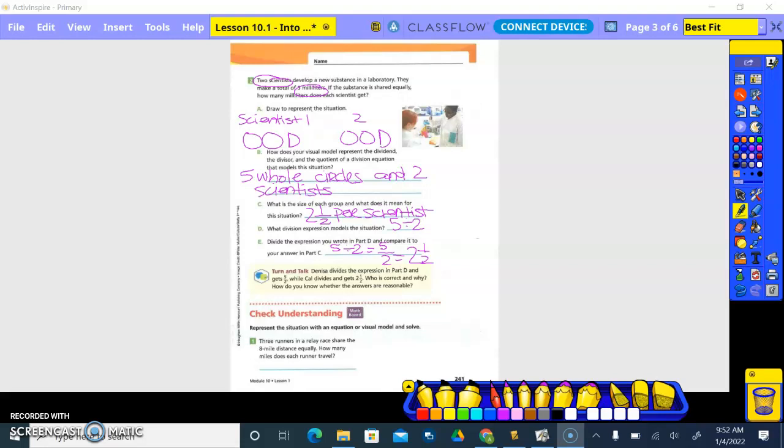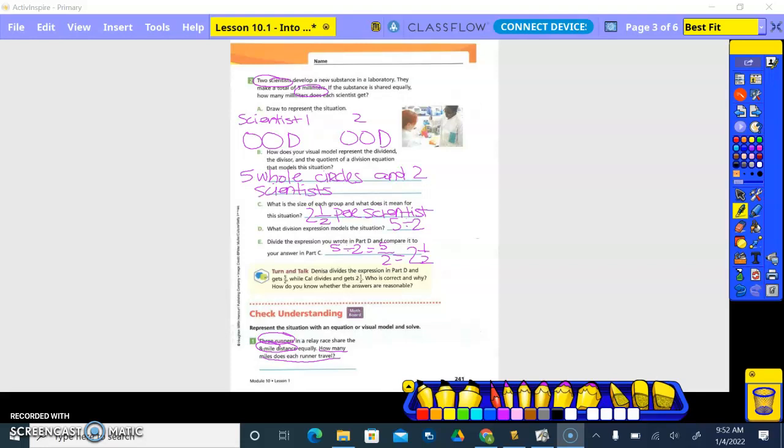Check understanding. Represent a situation with an equation or visual model and solve. 3 runners in a relay race share the 8-mile distance equally. How many miles does each runner travel? So there are 3 runners. Total distance is 8 miles. And how many miles does each runner do?